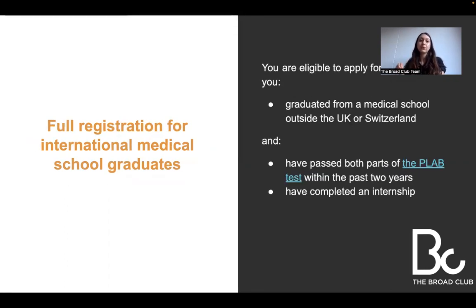And full registration for international medical school graduates. Again, you have to have graduated from a medical school outside the UK or Switzerland, passed the PLAB test, and have completed an internship. If you have completed an internship after your graduation, that gives you the option to skip foundation year one.